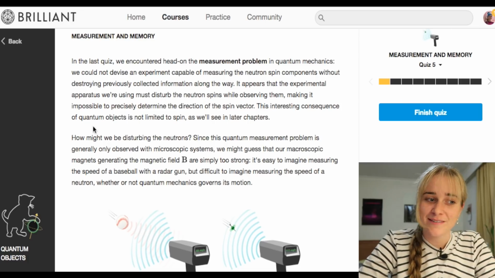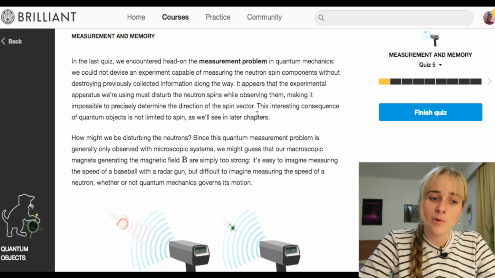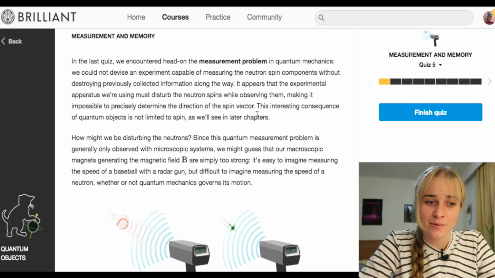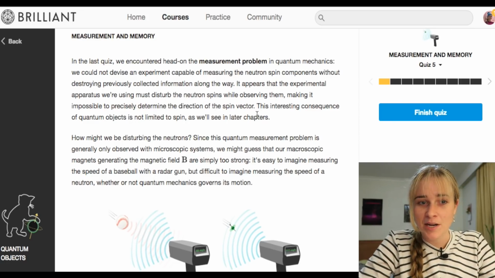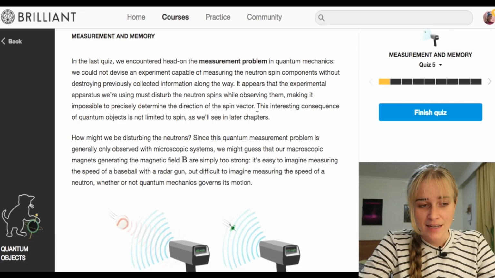This interesting consequence of quantum mechanics is not limited to spin, as we'll see in later chapters. Well, spoiler, this is what I've sort of been talking about recently on my channel to do with the double-slit experiment, and how in that experiment we were using a detector to measure where a particle went, so its path through two slits, and how that act of observing collapsed the wave function.